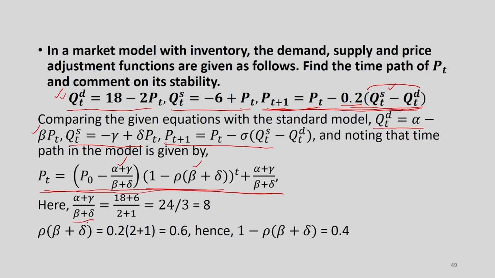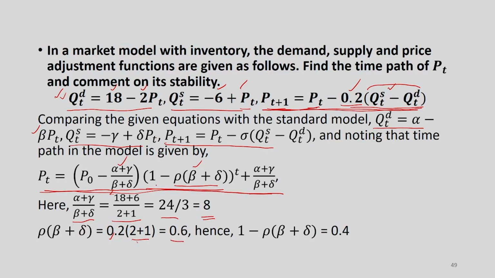So, in this case alpha plus gamma divided by beta plus delta, alpha is 18, gamma is 6, beta is 2 and delta is 1. So, I put everything here. 6 plus 18 is 24, 24 divided by 3 is giving me 8. And think about this term, sigma is 0.2, and beta plus delta that we have just seen, 2 plus 1. So, 0.2 multiplied by 3, that is 0.6.